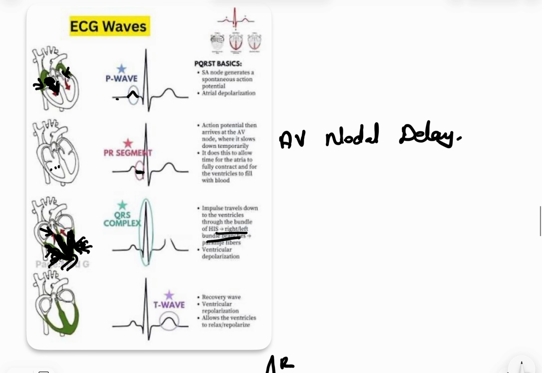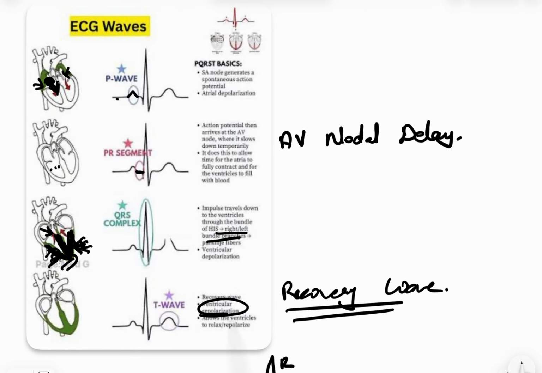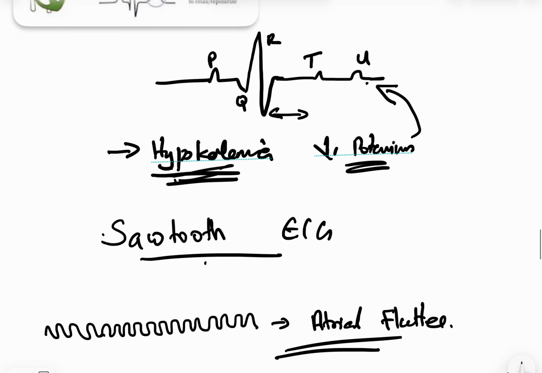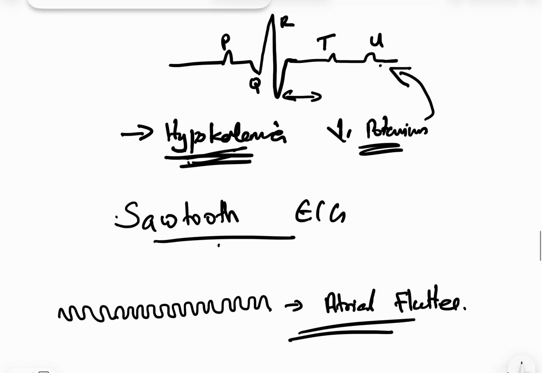And the T wave is the recovery wave. T wave is the recovery wave and shows ventricular repolarization. Very, very important. Ventricular repolarization. This is what happens in an ECG. Then we studied about what is happening in different disease conditions.